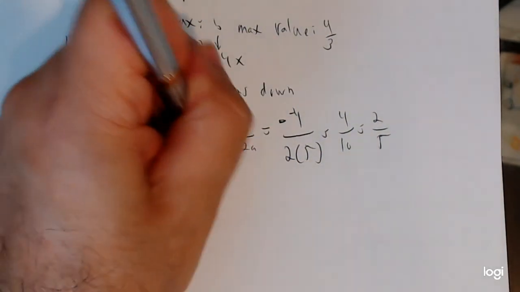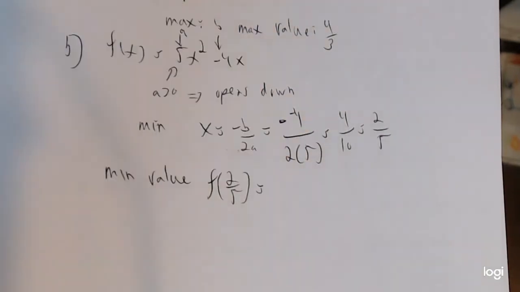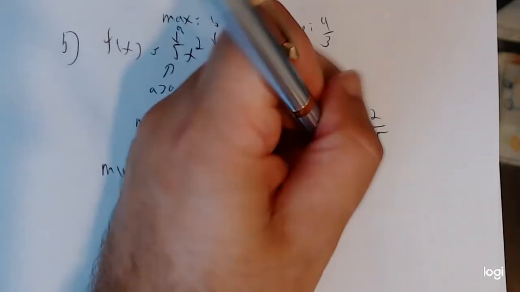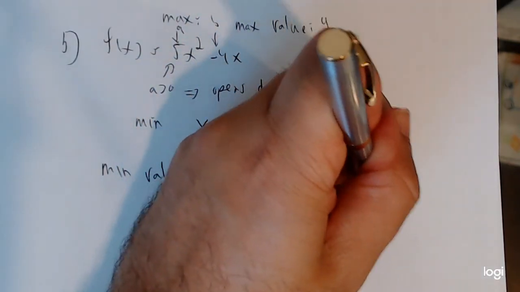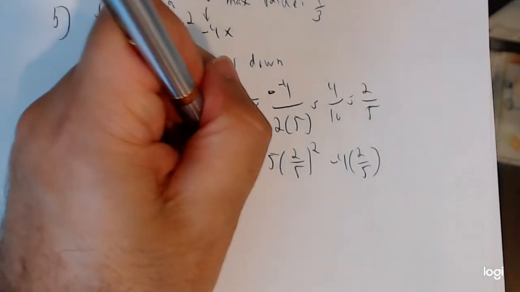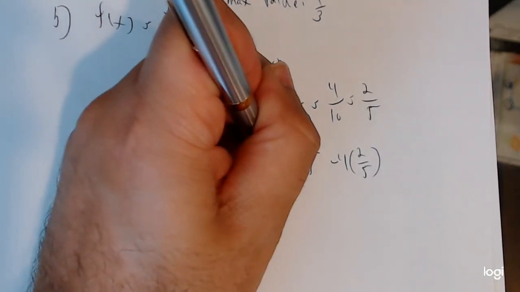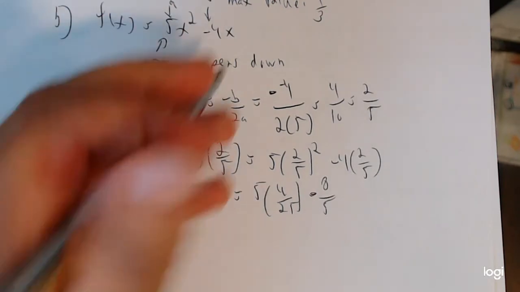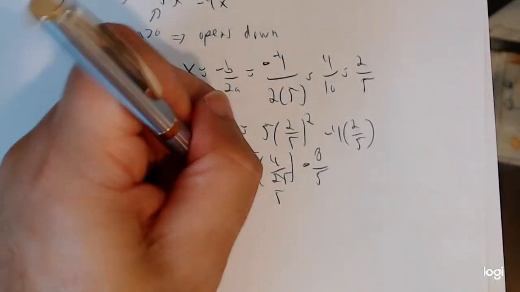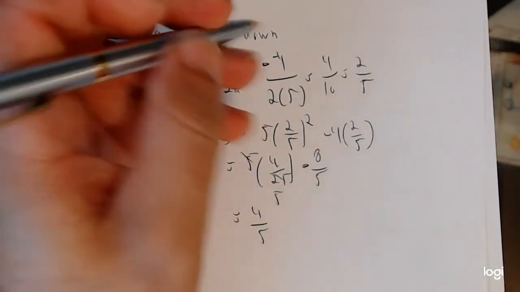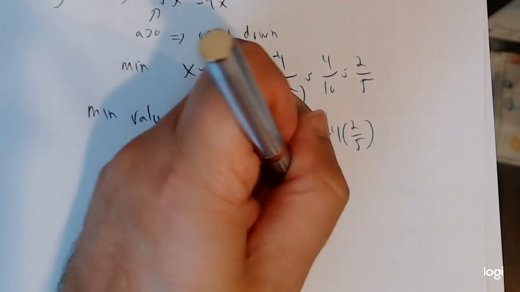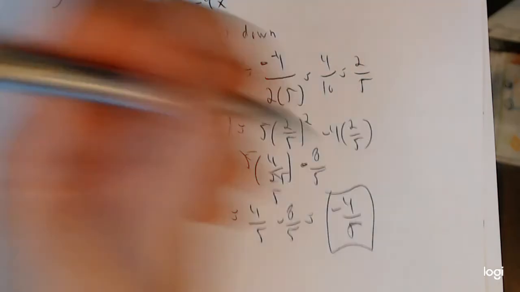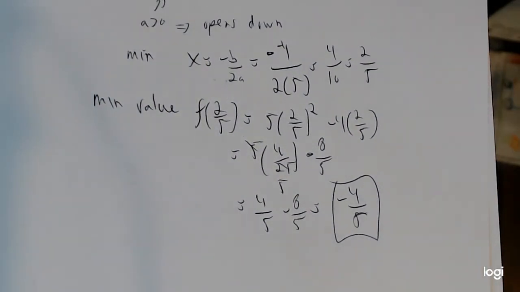So it'll be f of 2/5, which becomes 5 times 2/5 squared minus 4 times 2/5. Let's simplify this. This becomes 5 times 4/25 minus 8/5. The 5's cancel out, so I get 4/5 minus 8/5, which is negative 4/5. And there's my y value, or the minimum value.